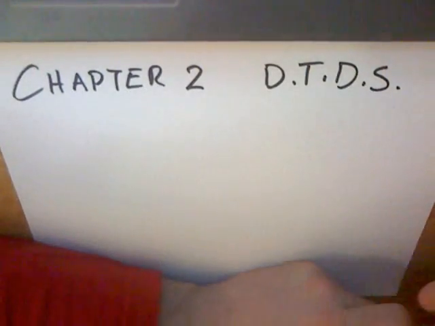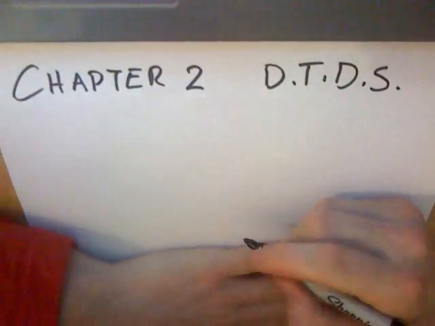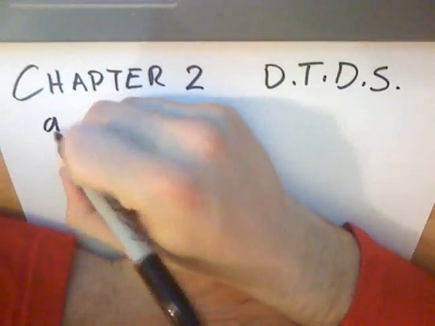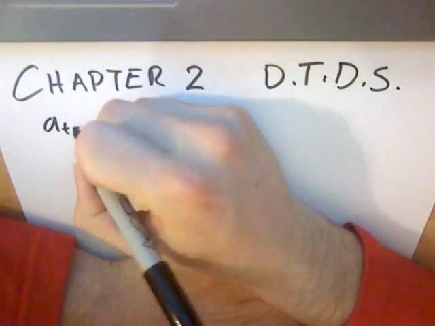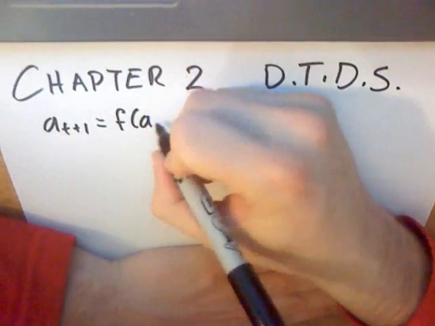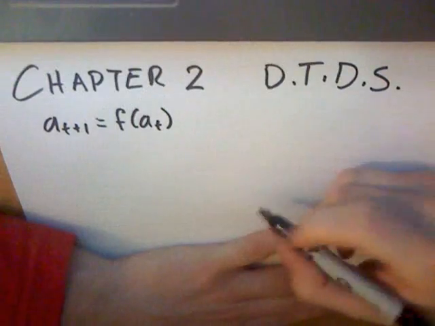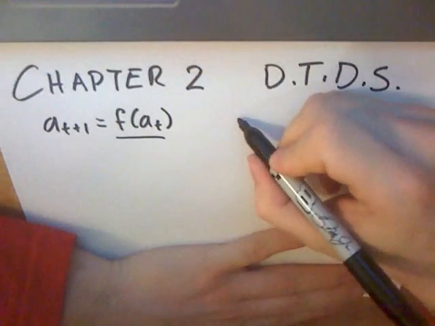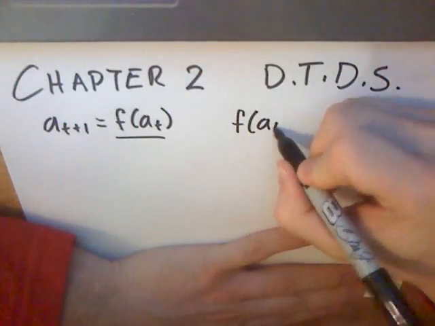Okay, we'll start with Chapter 2, Discrete Time Dynamical Systems. A discrete time dynamical system is represented as a value at time t plus 1 equal to some function of the value at time t. And this function is what we call the updating function. Let's just give an example.